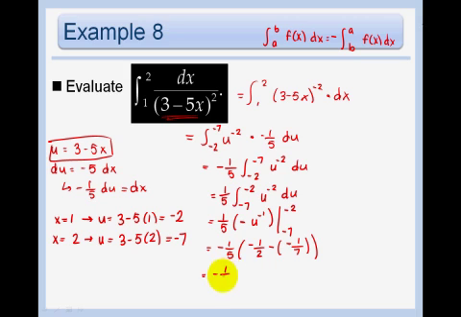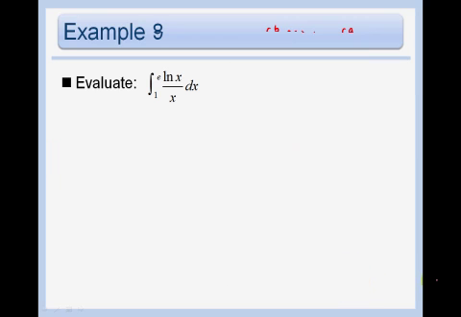So we have negative 1/5 times negative 1/2 plus 1/7, which is, let's see, here we have 14, 5 over 14. So negative 1/5 times negative 5 over 14, and so we get 1/14. Wow, there's a lot of examples in this lesson. I'm getting tired. All right, let's try and evaluate this one.